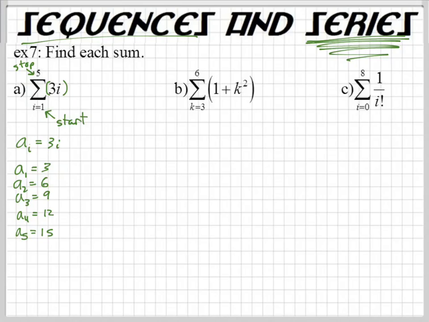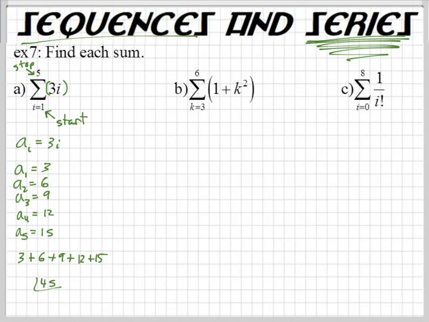Now I'm writing it out like that because you guys are used to seeing the sequences written out like that. How many terms are represented here? 5. There's 5 of them. Since it's in summation notation, what this is telling you to do is take all these numbers in your sequence and add them together. So it's going to be 3 plus 6 plus 9 plus 12 plus 15. What do you guys get?